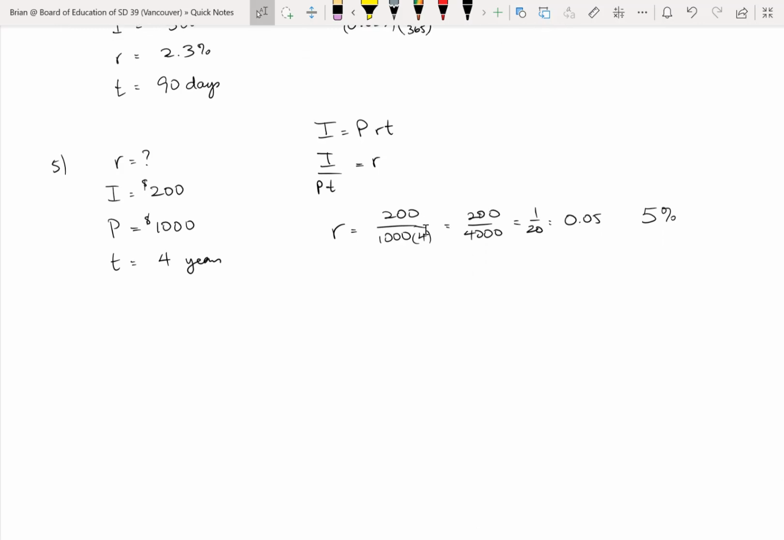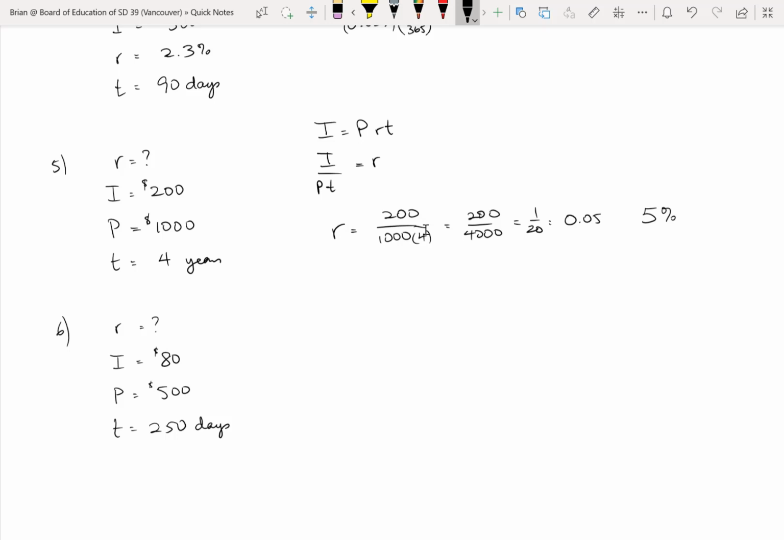Let's take a look at one where the numbers, again, are not quite as friendly. We're looking for the rate. And let's imagine that we have an interest payment of $80. And we have principal of $500. And this time, the time is going to be 250 days. Okay, so again, let's see if we can do a ballpark estimate here. 80 over 500 is the same as 160 over 1,000, which is 16%.